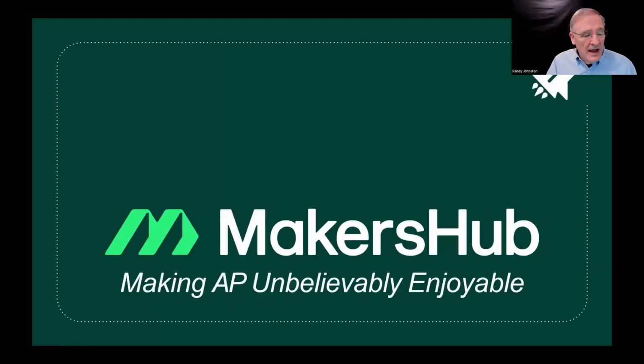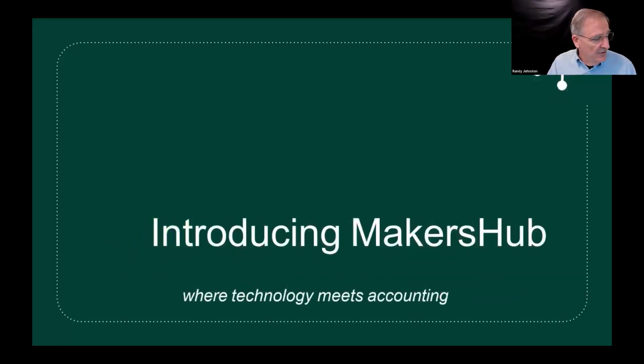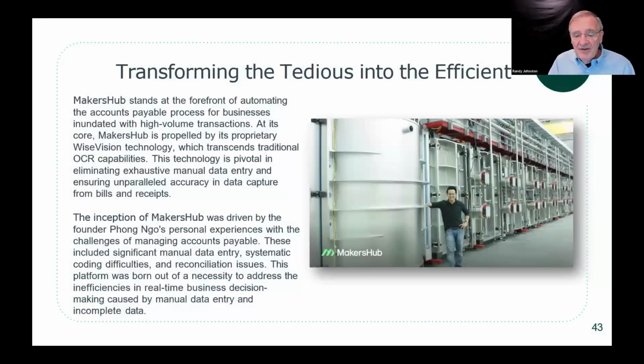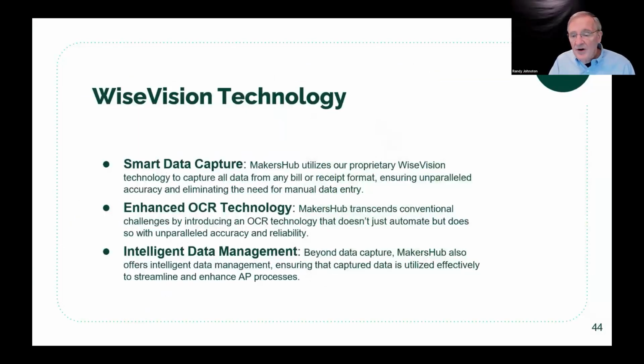But this whole idea of a system that is so easy to use and so accurate is what a lot of the competitors have been promising. And Makers Hub takes a lot of very tedious work and makes it much, much easier to do. Now, the way they do that is with a thing that they call WiseVision. And this WiseVision basically does a smart data capture with enhanced OCR technology and intelligent data management.